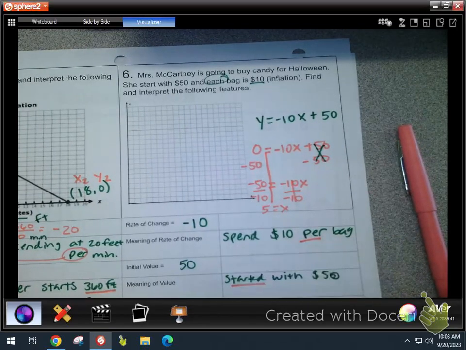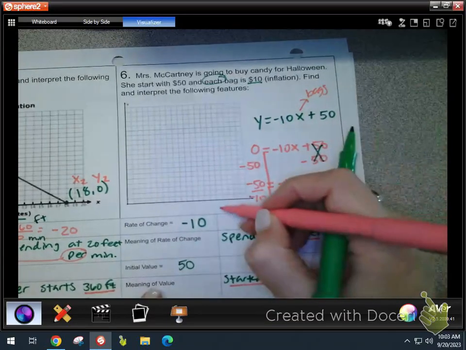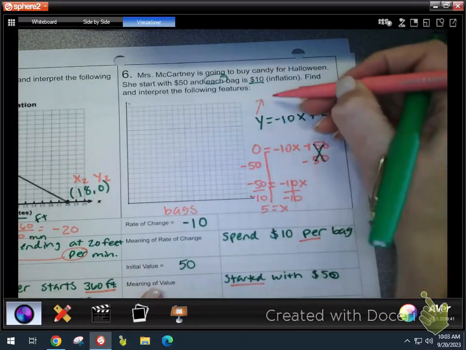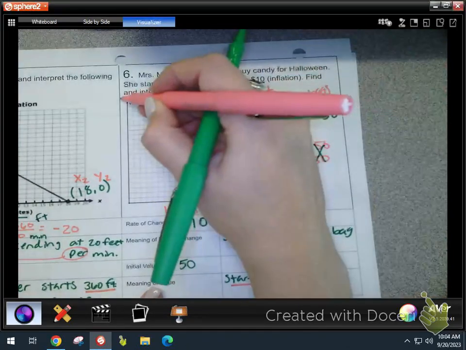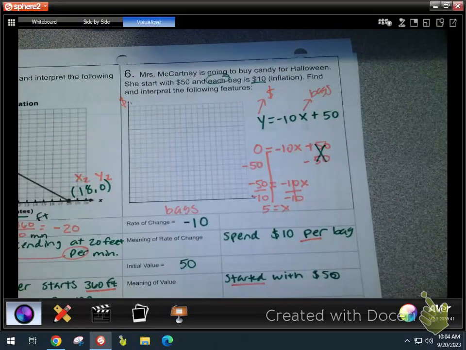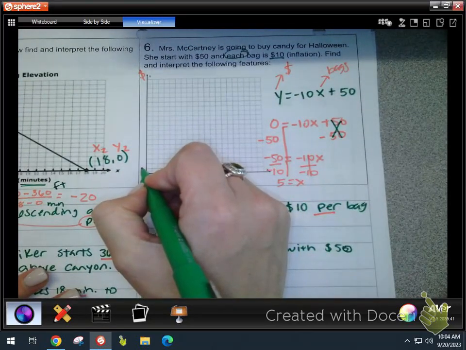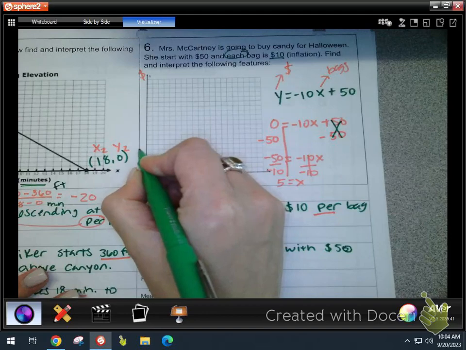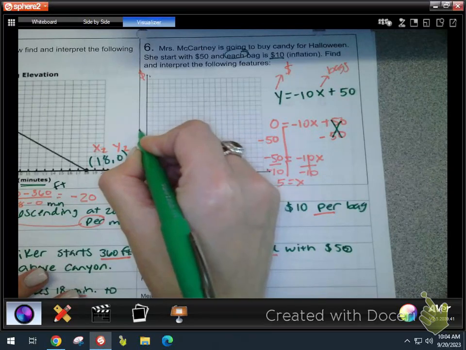X is going to represent what? What does X stand for? That's our bags. Okay, so let's label right here. This is our bags. What is Y going to represent? The money that I have left. Money. So here's our money. Okay, we know our X and Y intercepts. Our y-intercept was 50. That's how much I started with. So let's count by fives here. 5, 10, 15, 20, 25, 30, 35, 40, 45, 50.